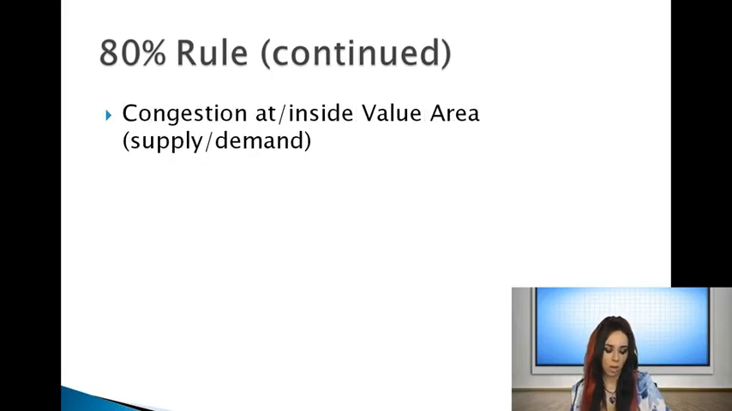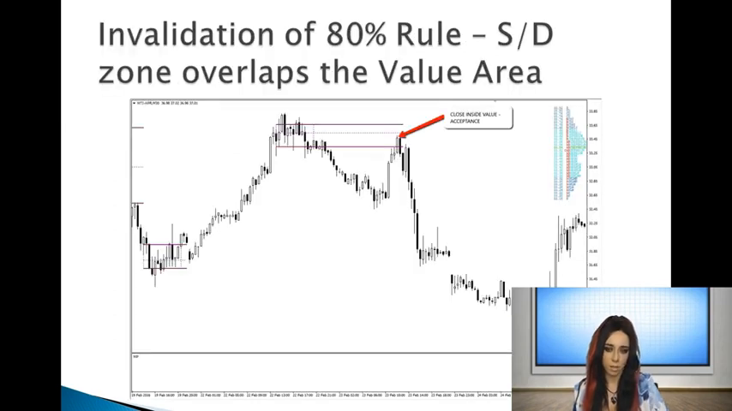Next up is that there cannot be any supply or demand, so no congestion at or inside the value area. If you have an opposing supply-demand area that overlaps the value, unfortunately that invalidates the 80% rule. And this is what I'm talking about. This is where the combination of supply and demand and the market profile actually comes in.